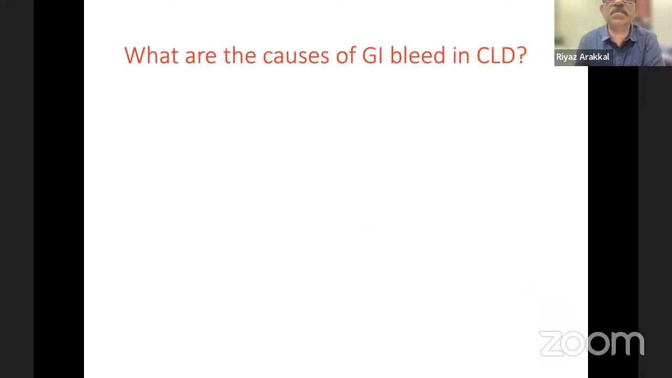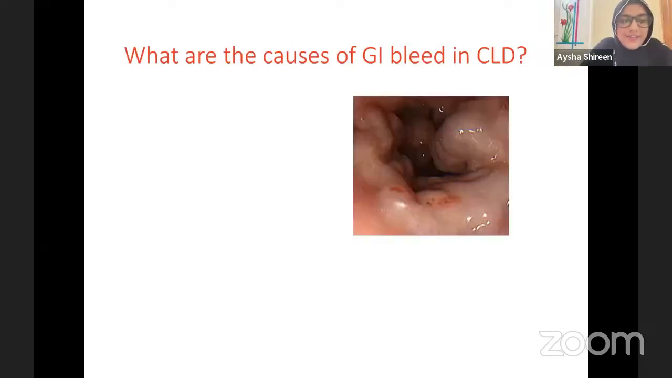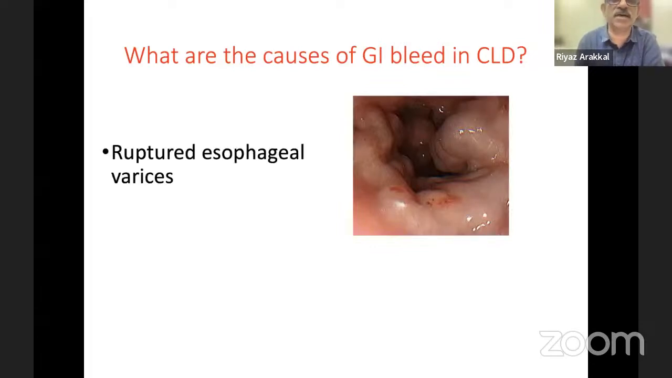And what are the causes of GI bleeding in chronic liver disease? Why do you get GI bleeding in chronic liver disease? There can be rupture of the esophageal varices. A large varices. So rupture of esophageal varices is one of the most important causes. There's no doubt about it. What are the other causes?